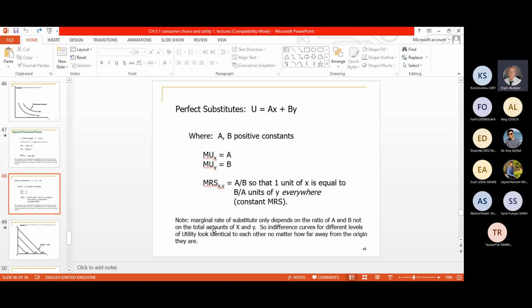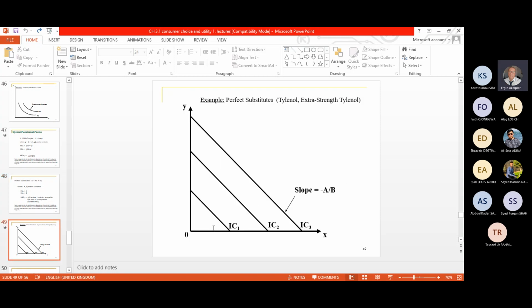because this is a linear function. This is the linear equation, isn't it? Therefore, we draw a line, not a curve.